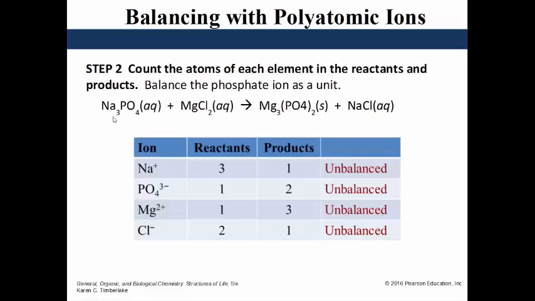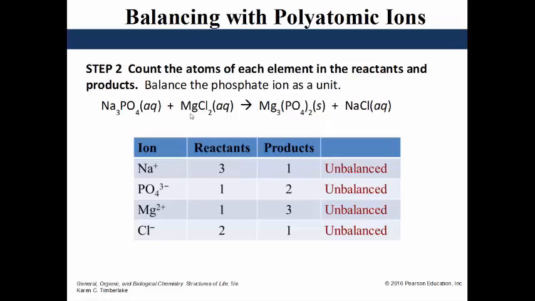So again, sodium, there are 3 of those here, but only 1 over here. You can break these down by individual elements, like for example, phosphorus and oxygen. But if they are forming an ion together, like they do in this case, you can do it that way also, and that usually will save time. So PO4 is 1 ion. So there's only 1 of those on this hand side of the arrow, but there are 2 on this hand side of the arrow. That is unbalanced.